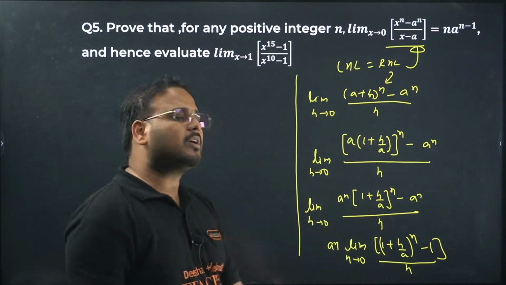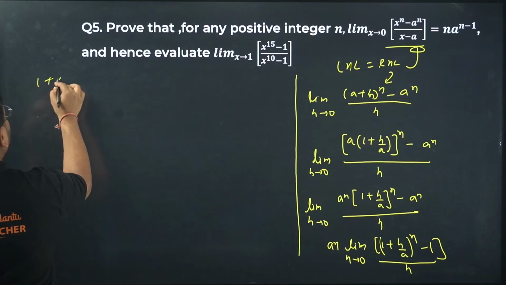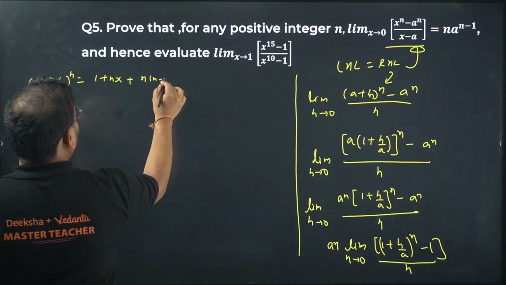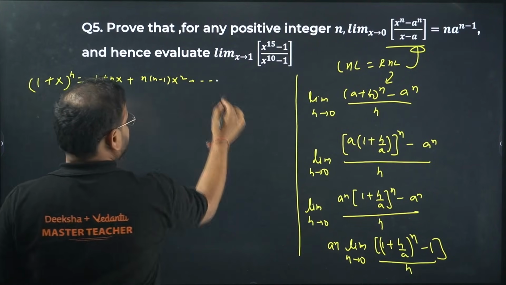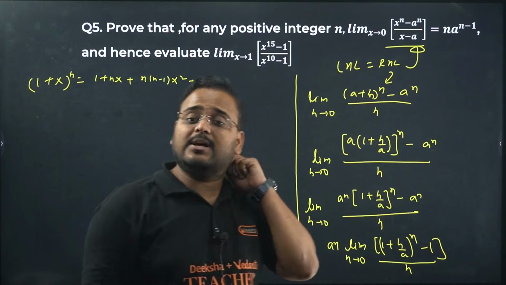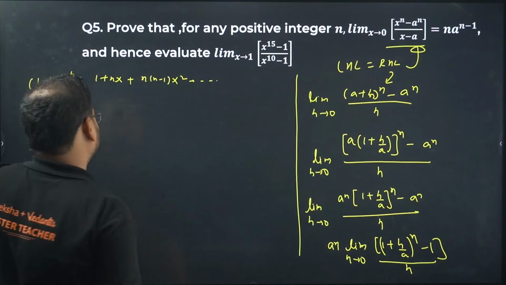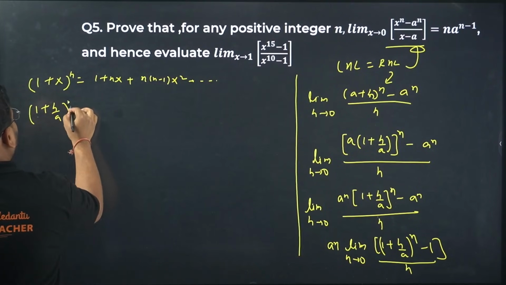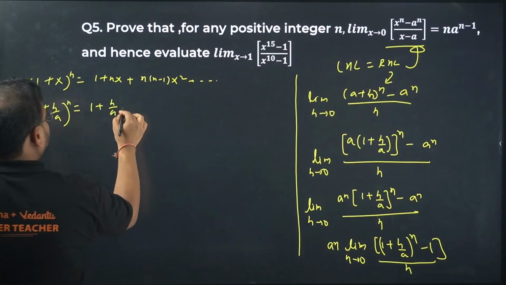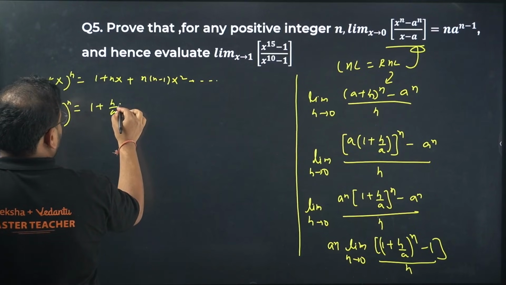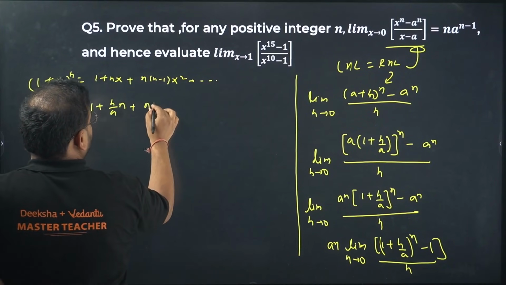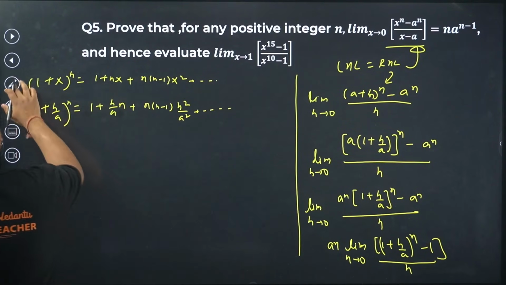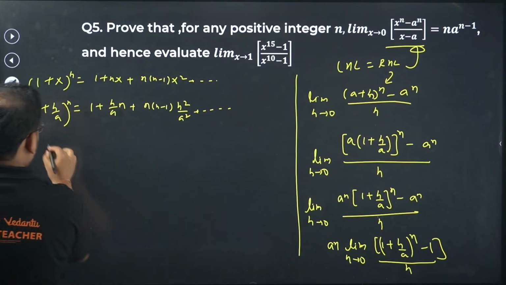(1 plus x) power n is what? If you remember, (1 plus x) power n is 1 plus nx plus n into (n minus 1) by 2 times x square and so on. Same way, if I go about this one, (1 plus h by a) power n, I'll have 1 plus n into h by a, plus n into (n minus 1) h square by a square and plus so on. So use this condition over there in the limit.